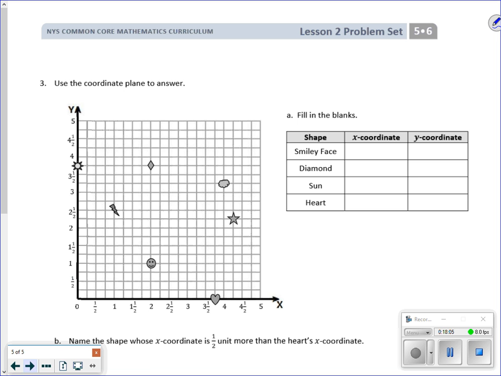What's that? I don't know what that is. What is that? Like a cloud.